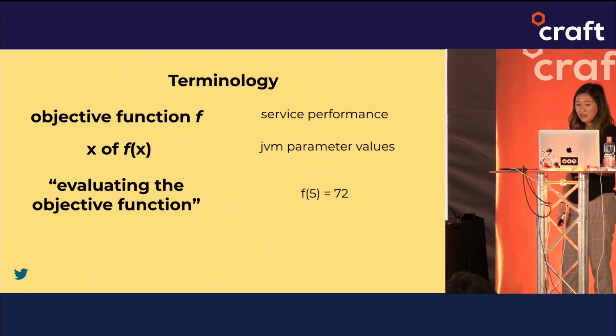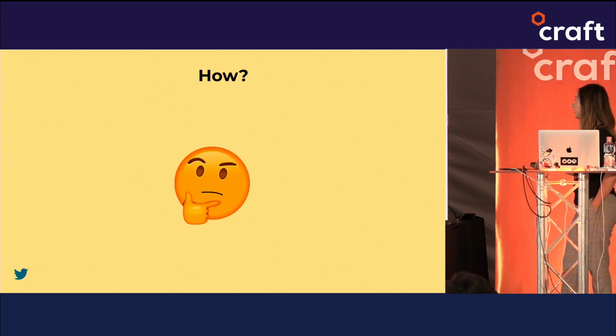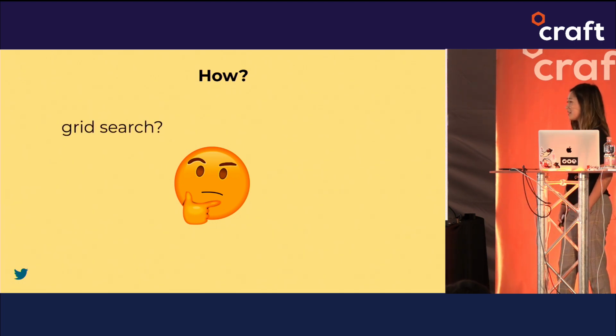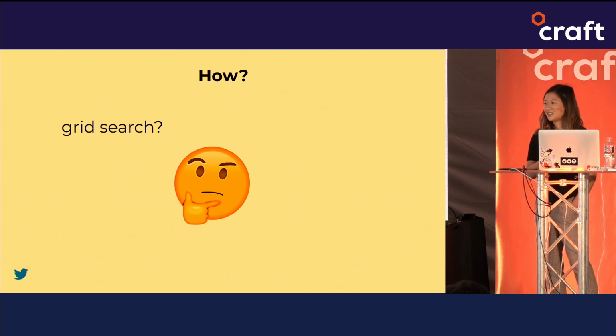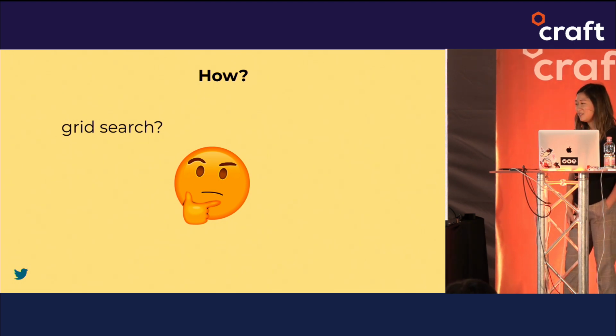And the goal is to find the highest value. And so how do we do this? One way of finding the optimal is brute forcing it, so evaluating every value of x, and in multiple dimensions, this is something called grid search. So you're basically searching all the possible possibilities. But evaluating the objective function is pretty expensive and costly in money and engineering time.